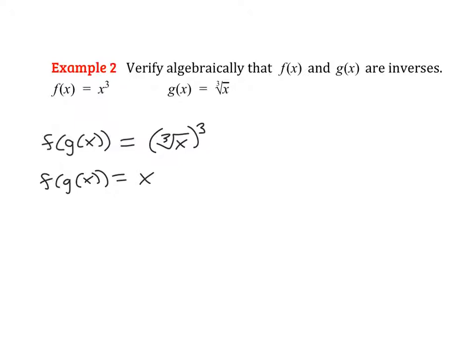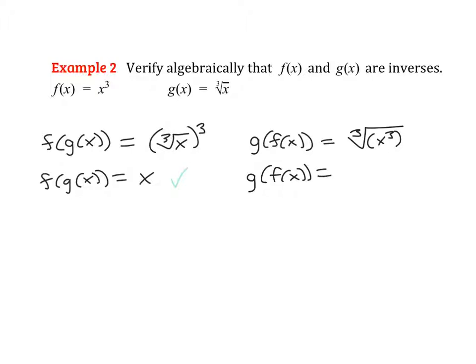So this is enough to verify that they are inverses, but just to show you, you could also do g of f of x. You can plug f into g. So f of x is x cubed, which I will substitute into g of x, so cube root of x cubed, and again, this simplifies to x. So this verifies that f of x and g of x are, in fact, inverses.